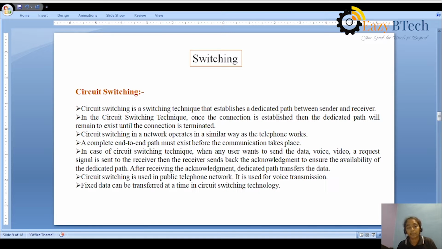Circuit switching is mainly used to transfer voice signals. I already said that circuit switching mainly works in the telephone network. Telephone communication is an example of circuit switching.